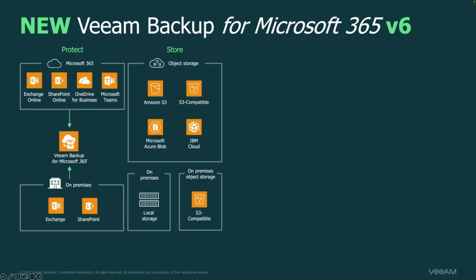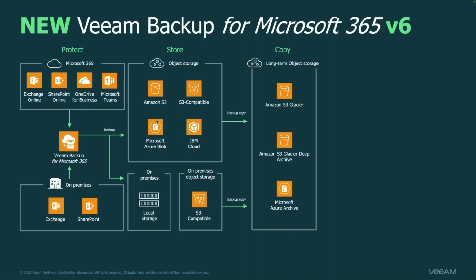The next thing is where you want to store your data. We give you the flexibility. You can store your backup data on the local repository, on-prem basically, or on object storage on-prem. If you want to go hardware asset light and store your backup data in the cloud, you have the option to go with Amazon S3, Microsoft Azure Blob, IBM Cloud, or anything that is S3 compatible with Veeam Backup for Microsoft 365. So this is how you back up your data to object storage or local storage on-prem or object storage on-prem.